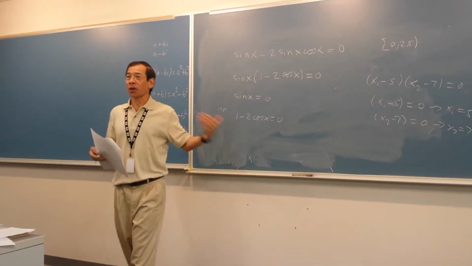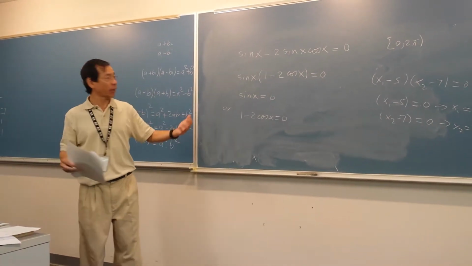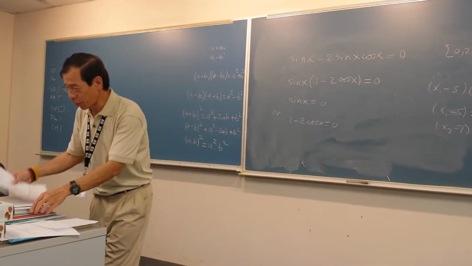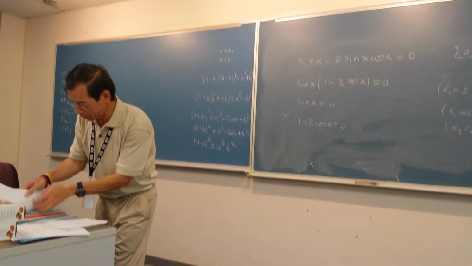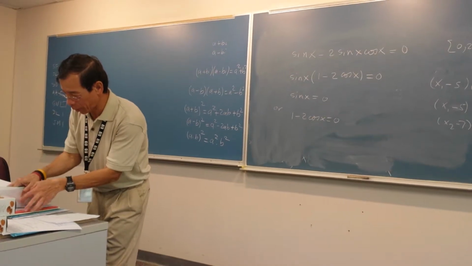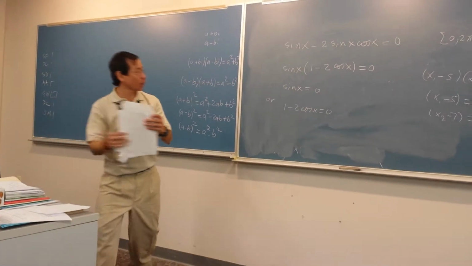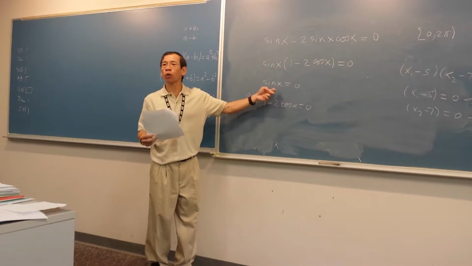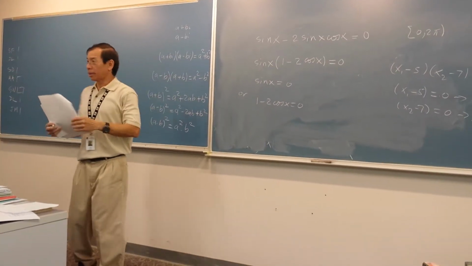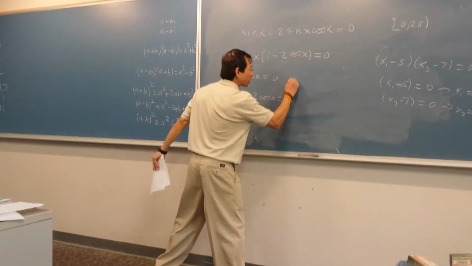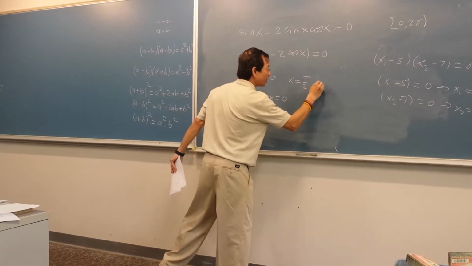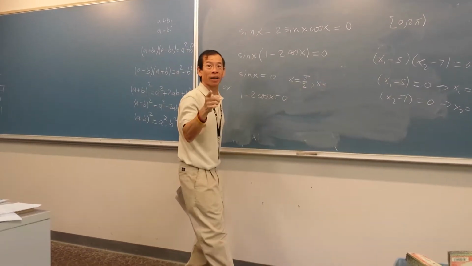Now, can we solve for this? Yes. So now we see, if sine of x equals 0, remember you are allowed to use the unit circle, right? In the unit circle, sine of x equal to 0 in this interval at what value? Pi and 2 pi. Exactly right. So we have x equal to pi over 2 and 3 pi over 2, right?